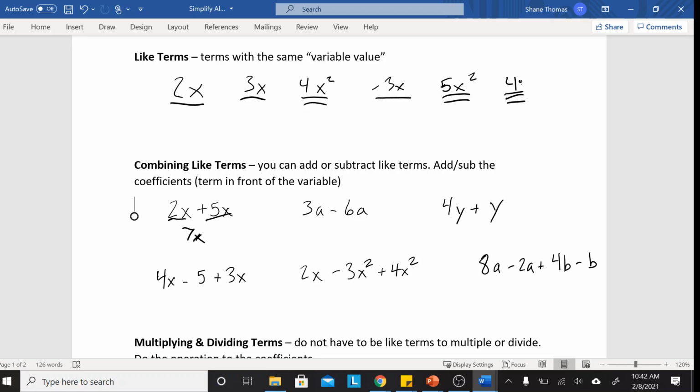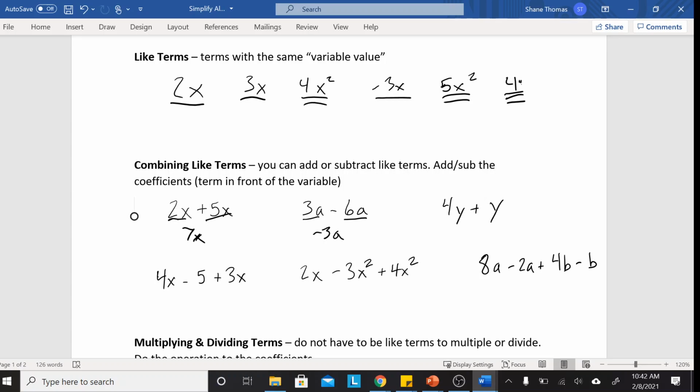Second one, 3a minus 6a, like term and like term. So you have to do the operation to the coefficients. This is a 3, this is a negative 6. 3 and negative 6, or 3 minus 6, is going to be negative 3. So therefore, I have negative 3a. I'm going to jump ahead to this other one on the left then.